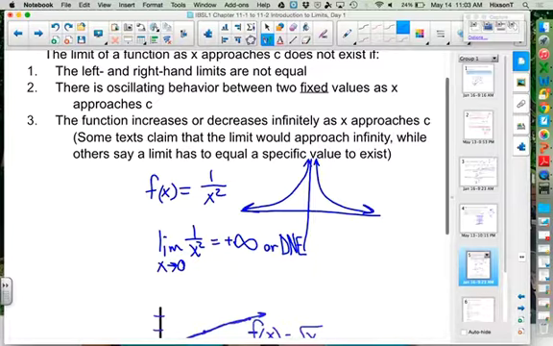The people that say it doesn't exist don't like infinity because approaching infinity isn't a specific value. Because it's just getting bigger and bigger, it's not actually approaching a specific number, so they would say it doesn't exist. And I understand what they're saying. It works either way, but it's not going to impact what you have.